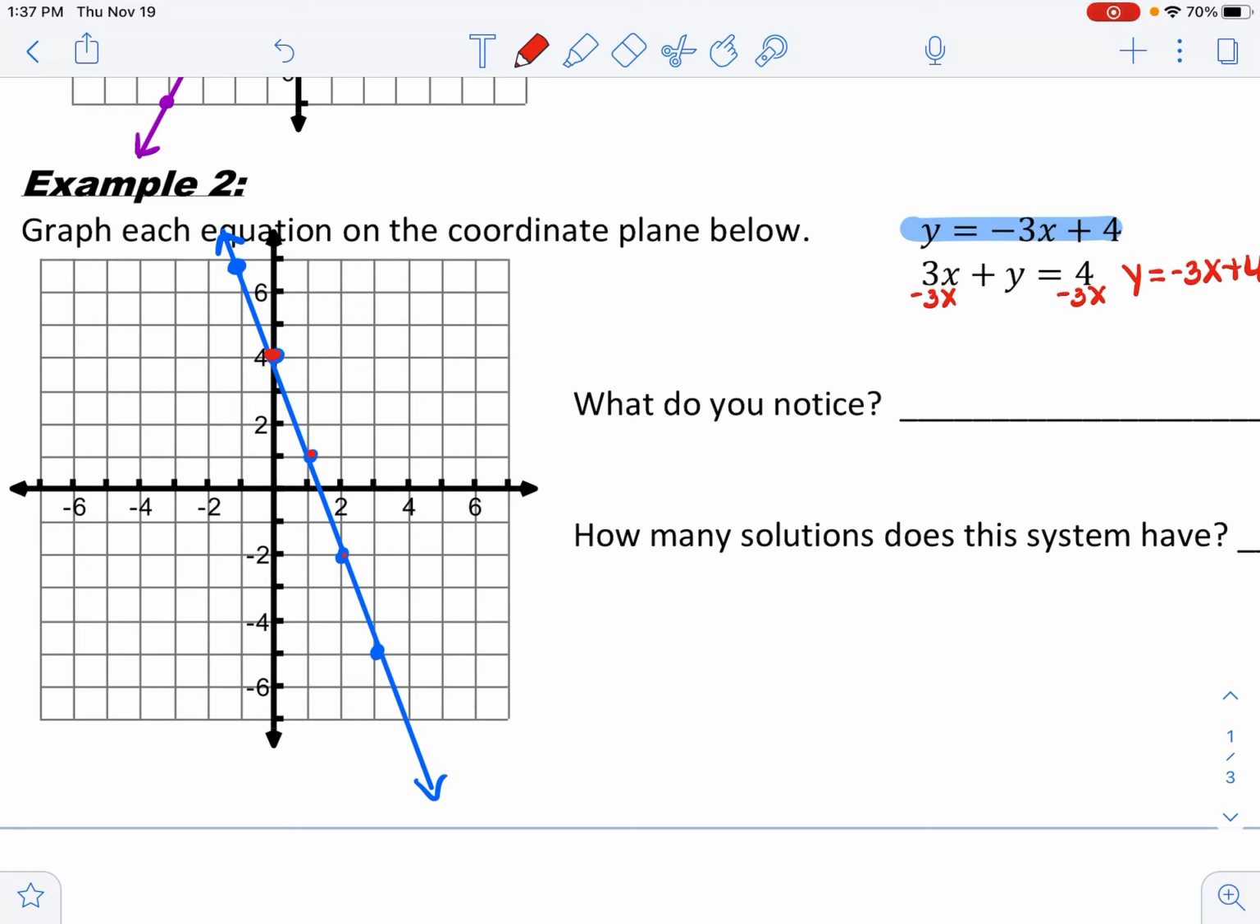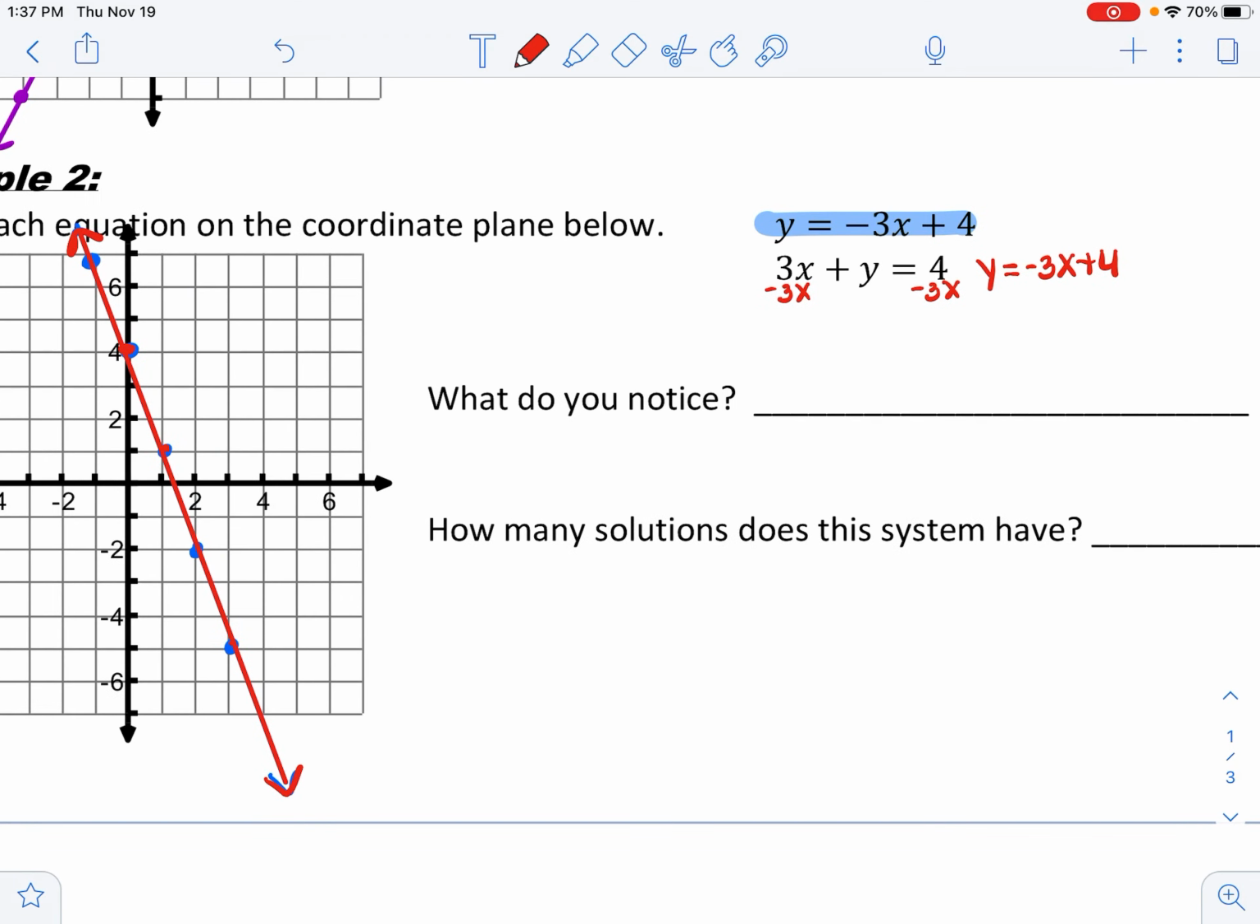Now I'm going to go ahead and graph that line. What you should notice is that it's the exact same line. If it was pencil, you wouldn't have to graph over it, but these are our notes. I want to show that it's the exact same line. What do you notice? They are the same line.